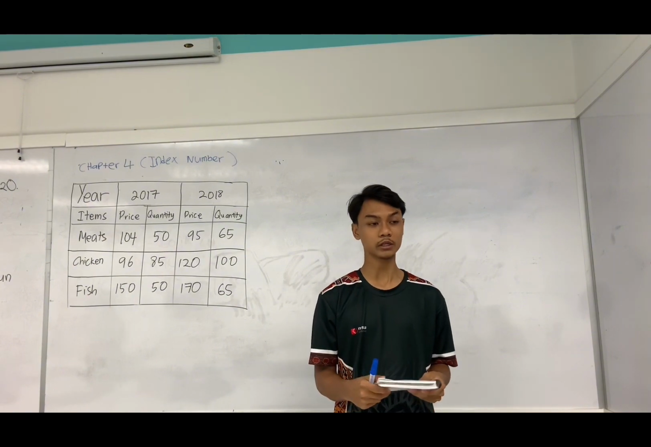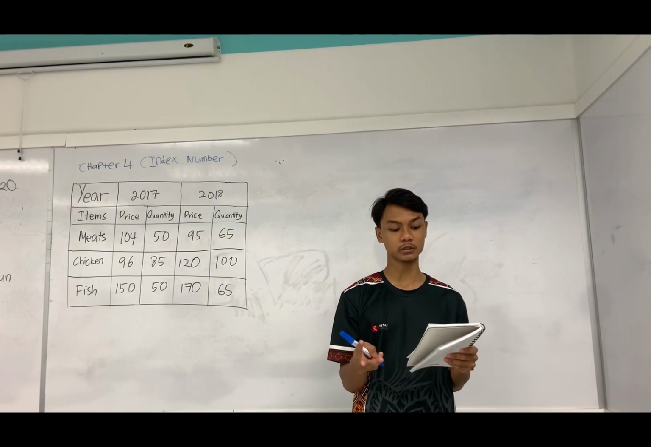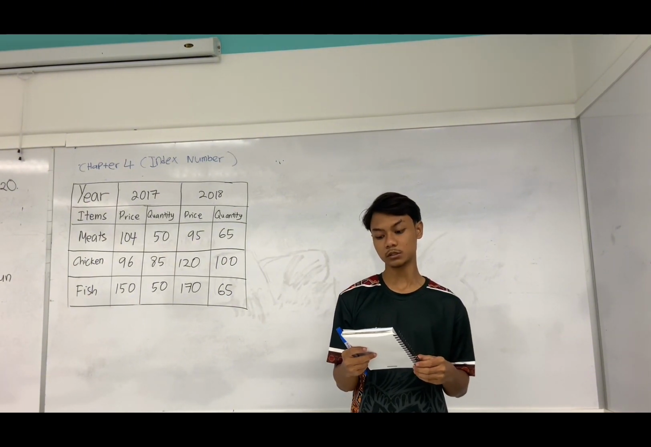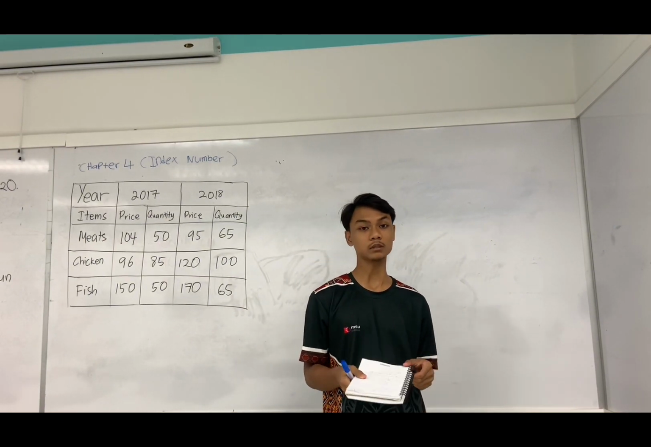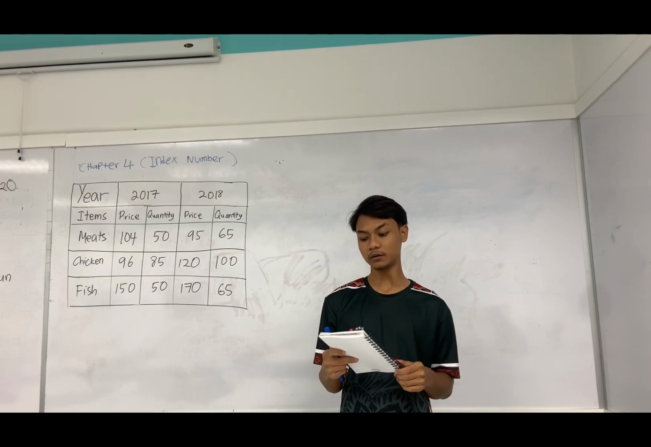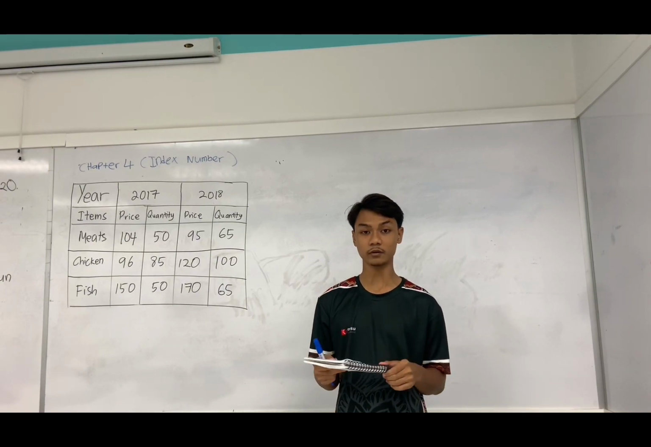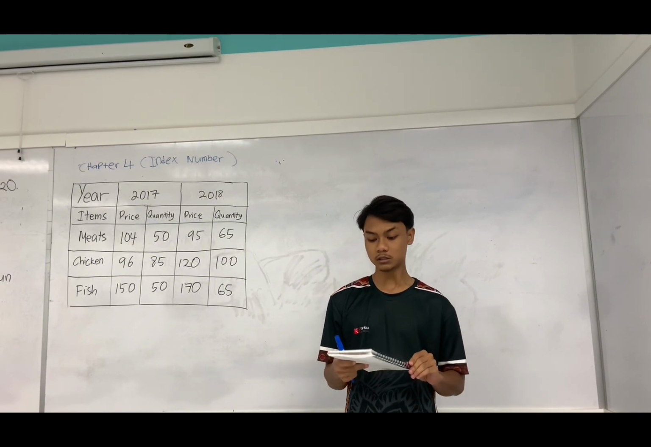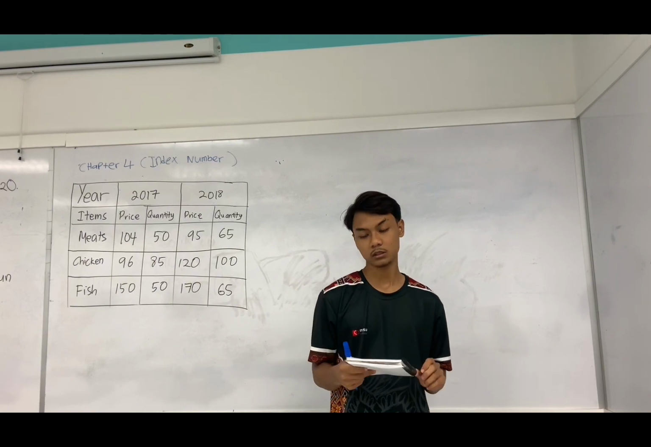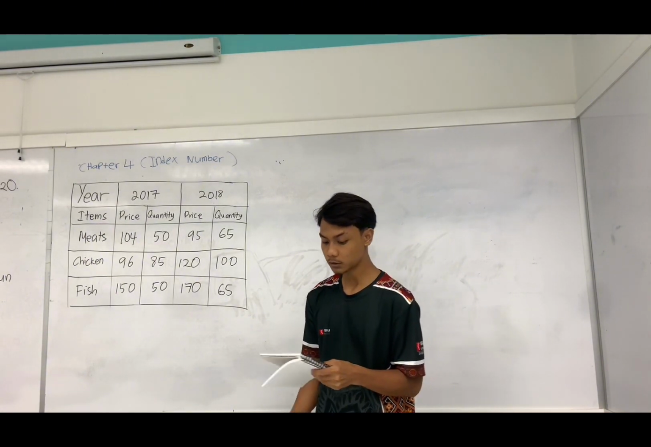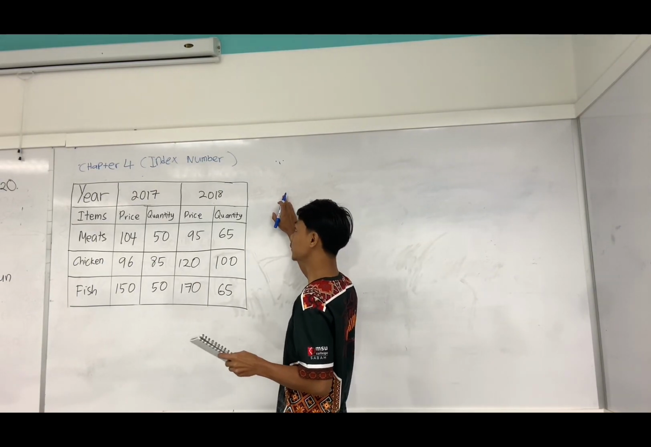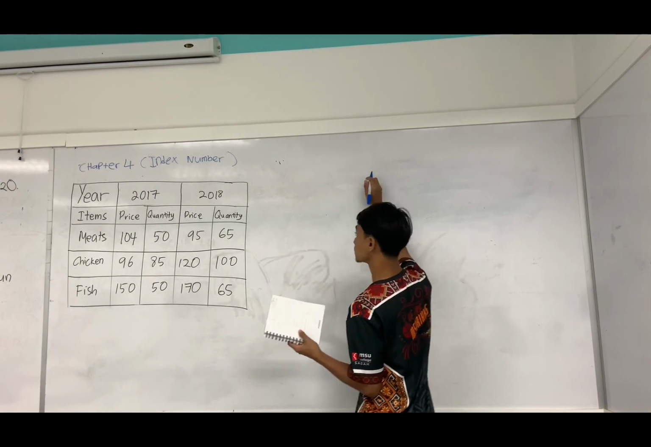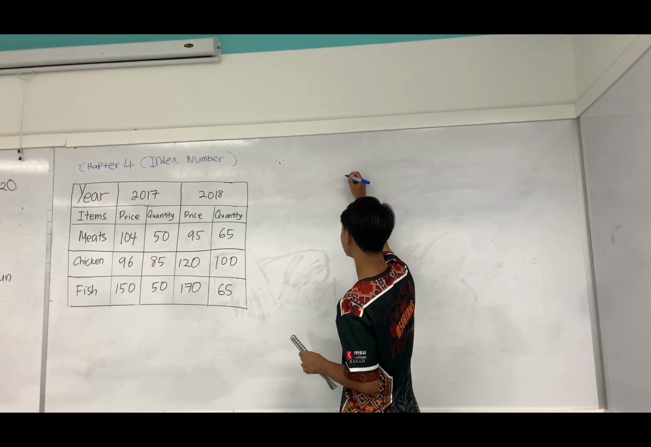Today I'm going to explain three chapters. The first chapter, chapter 4, is index numbers. The second chapter is chapter 5, economics application of graph and equation. And the last chapter is chapter 6, linear programming. So we move to the first question for chapter 4, index. The first question is simple index.